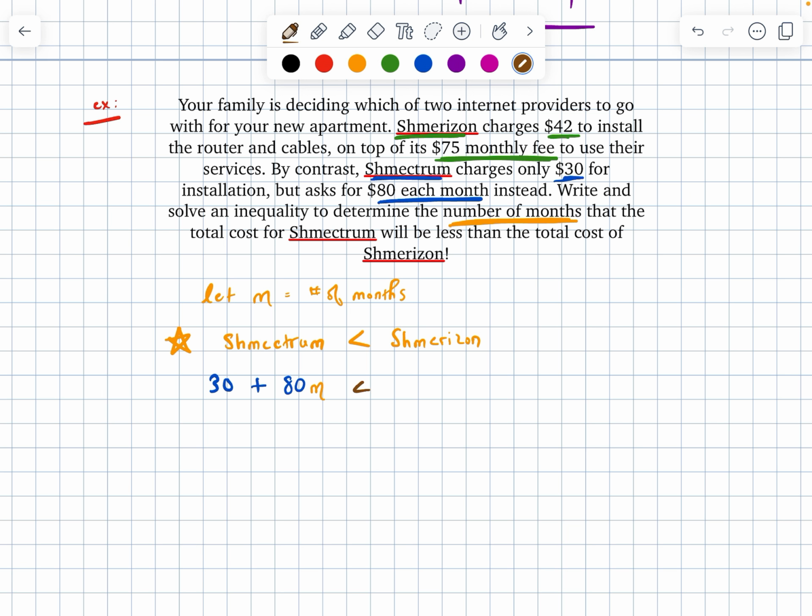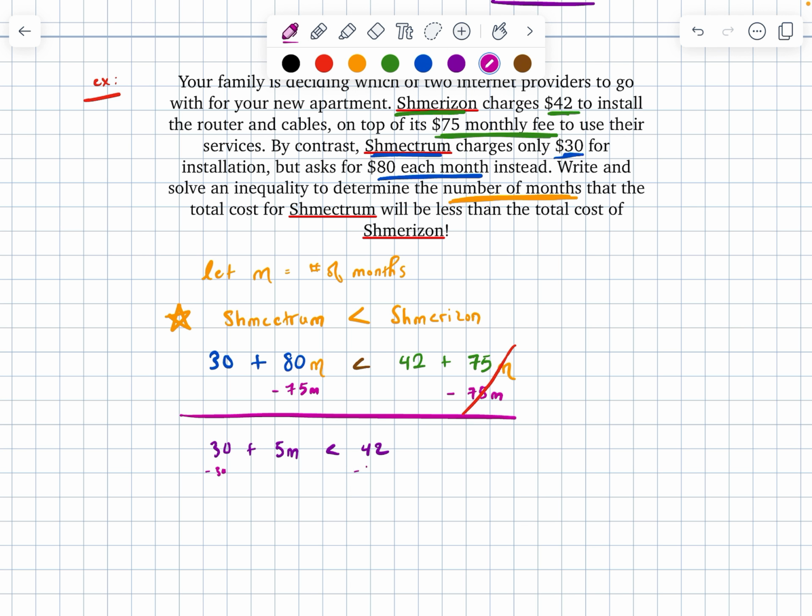Let's do it together. So I want to get all of my M's to the same side. Maybe I'll start by subtracting 75M from both sides. On the left side, I've got 80M minus 75M. That's 5M. And then I've got my plus 30 is less than 42. I want to get 5M by itself. So in this case, let's start by subtracting 30 from both sides. When I do that, on the left side, they undo each other. I've got 5M is less than 42 minus 30, which is 12. And then last but not least, I need to divide both sides by 5.